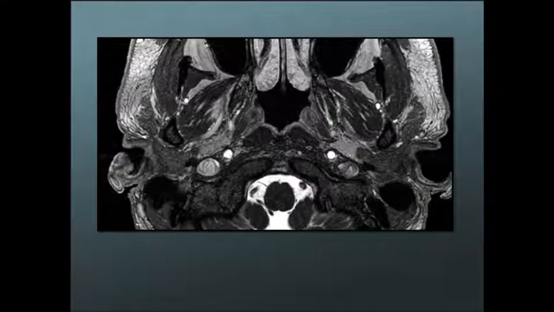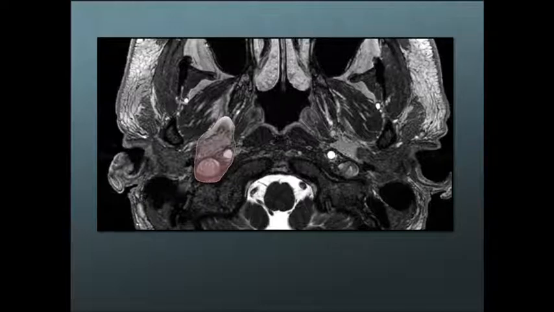This is my favorite sequence. It's a post-contrast FIESTA sequence, delineating the relevant anatomy. When an otolaryngologist is talking about parapharyngeal space, she means this entire area in the deep neck.